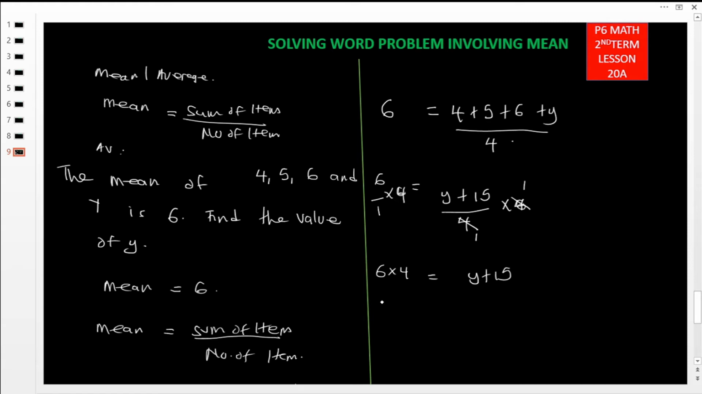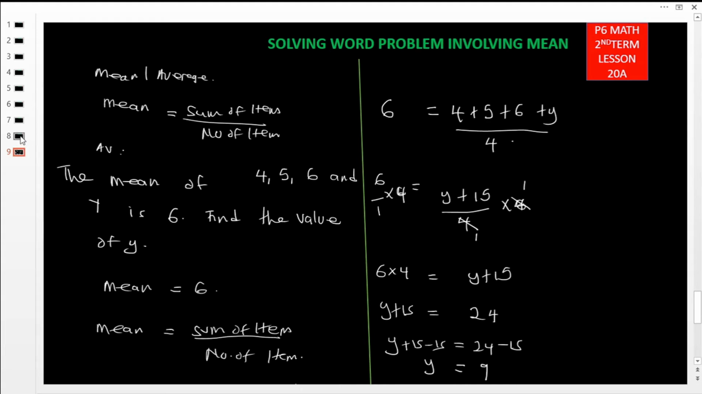So we have 6 times 4 is equal to y plus 15. So we can start with the equation. Y plus 15 is equal to 6 times 4, that is 24. So we solve an equation. Y plus 15 minus 15 is equal to 24 minus 15. Therefore y is going to be giving us a 9. All right, so that is how we are supposed to do this.